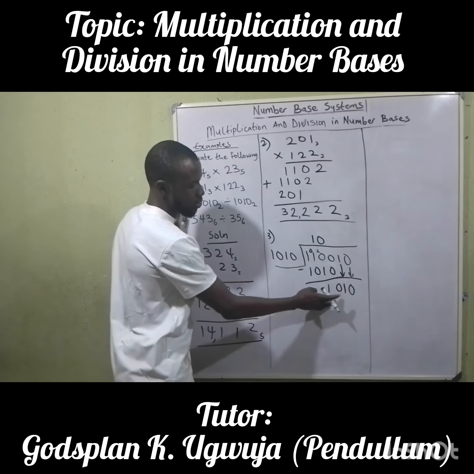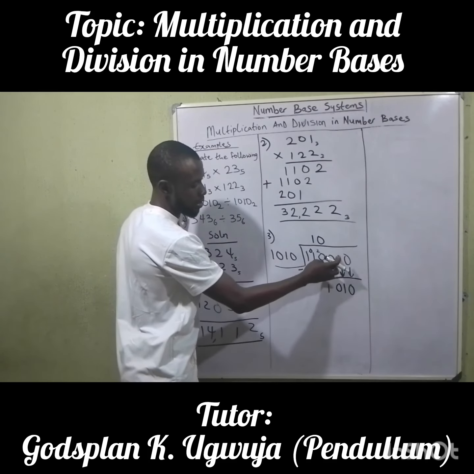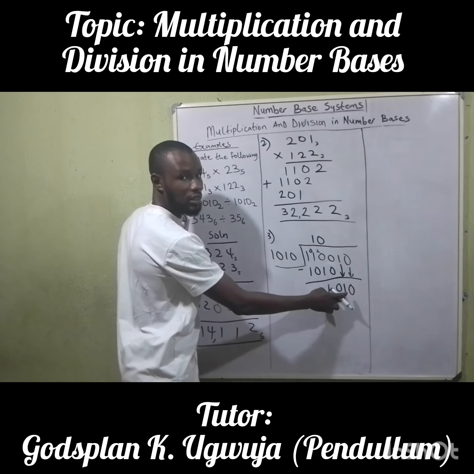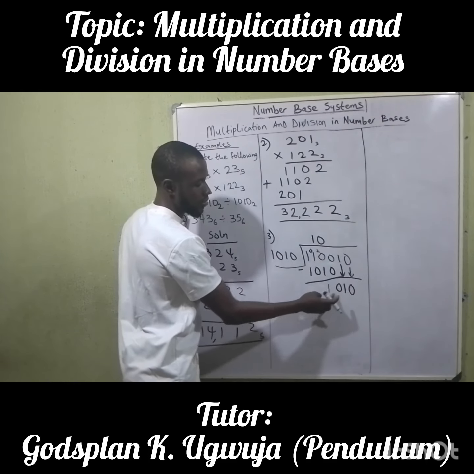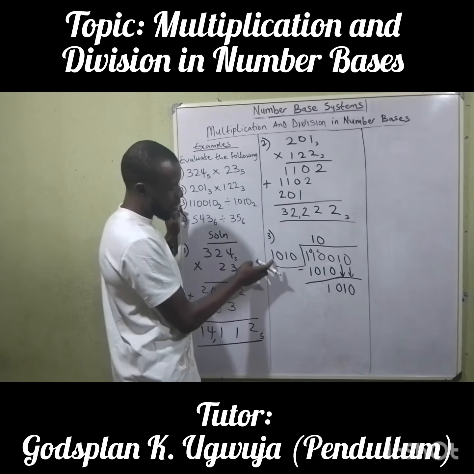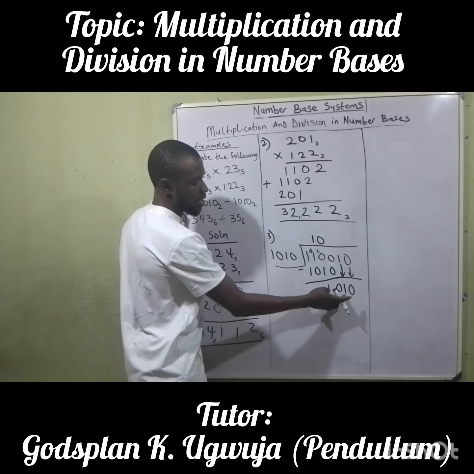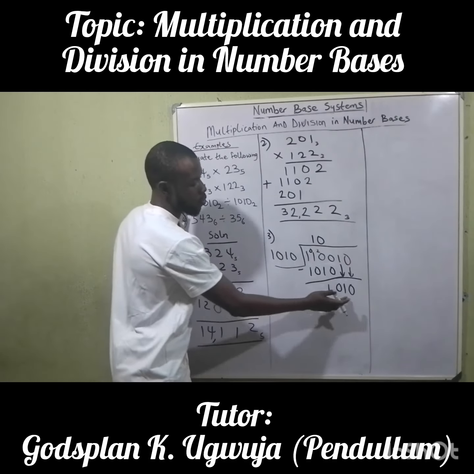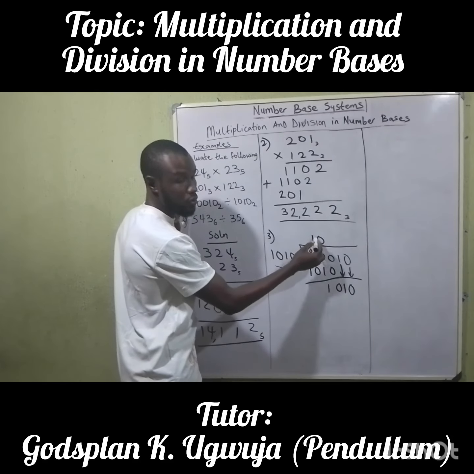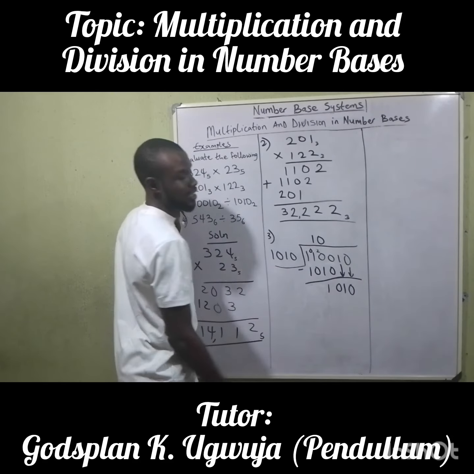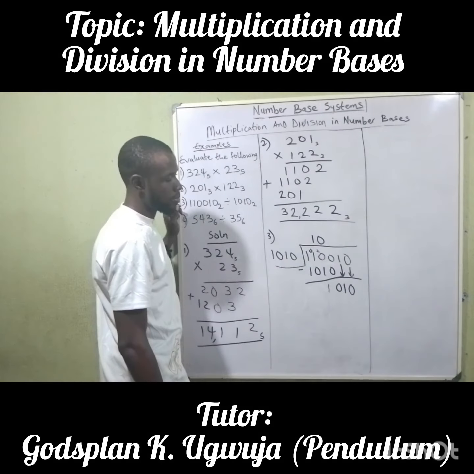After we subtracted here, we got 10. Then we bring down this first one. And when we bring it down, we have 101. Now 1010 cannot divide 101. So we add 0 before bringing down the last number.